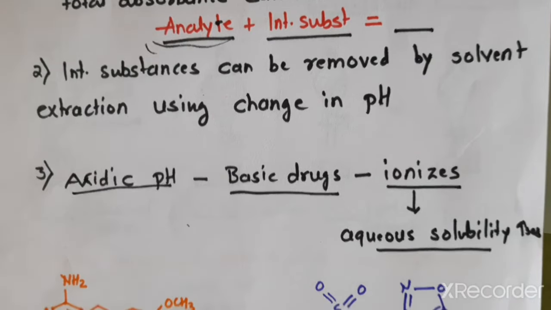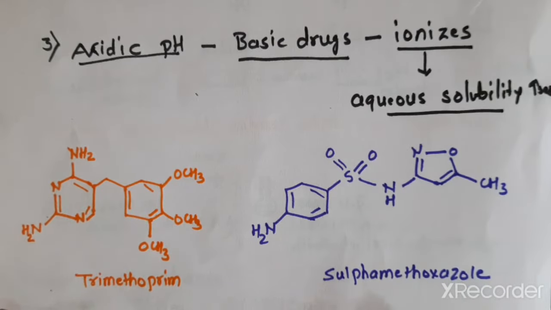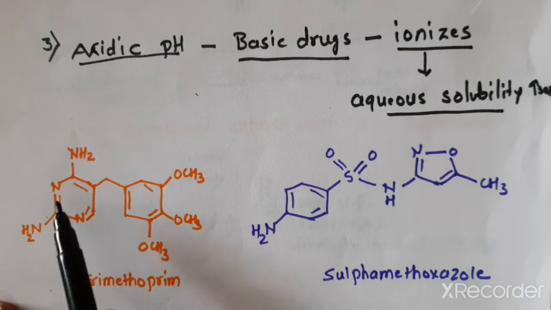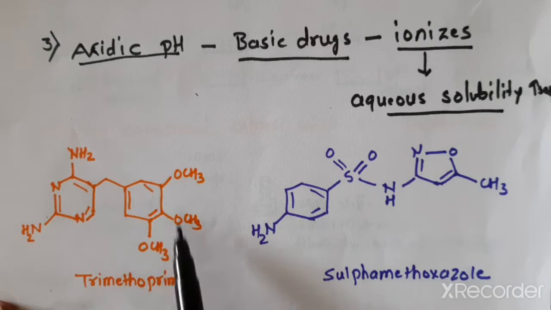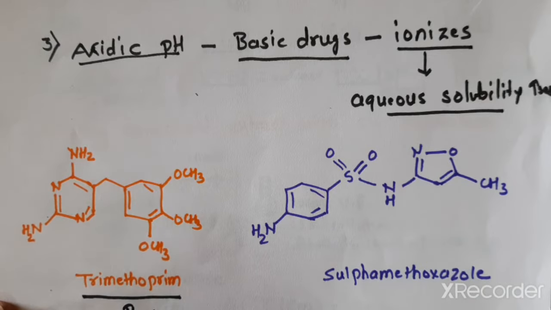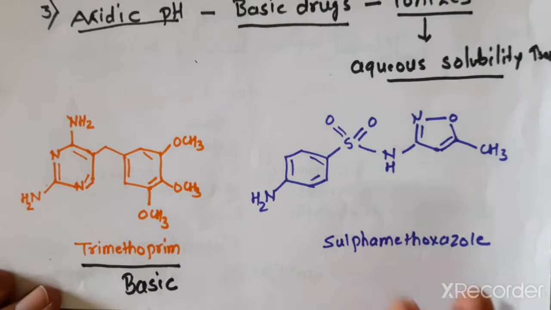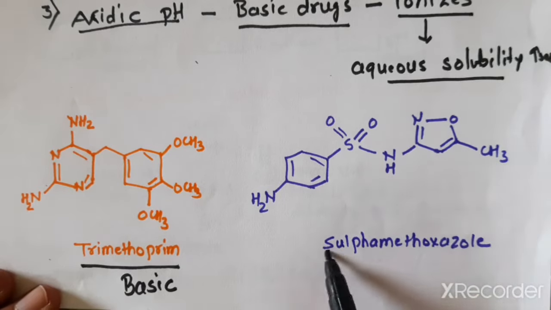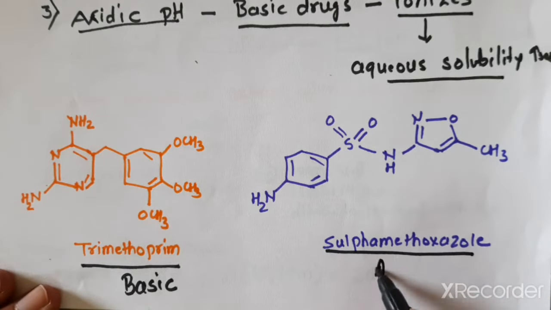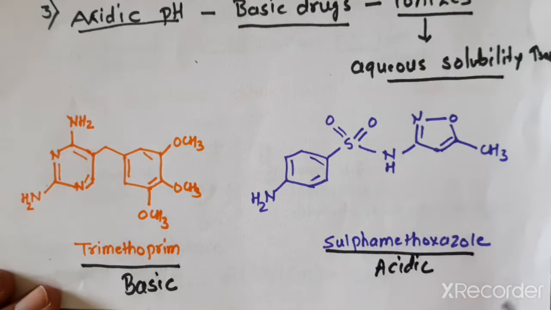two phases. These are the structures of the drugs which we are going to analyze. This is the structure of trimethoprim. It has a pyrimidine ring in the structure, and the other part is shown in the figure. Now trimethoprim is basic in nature, and sulfamethoxazole is acidic in nature.